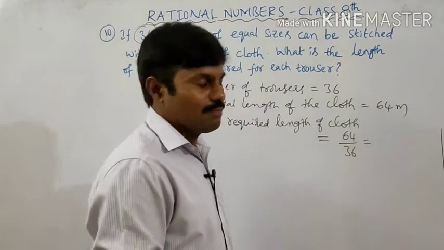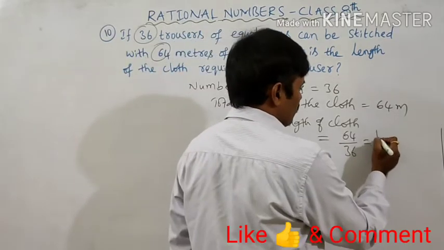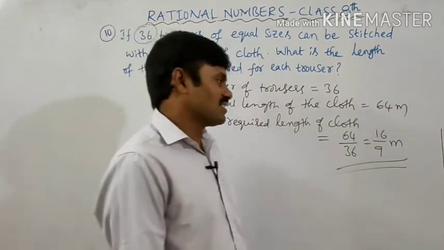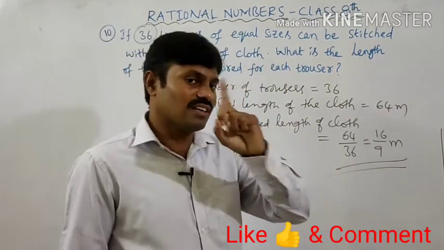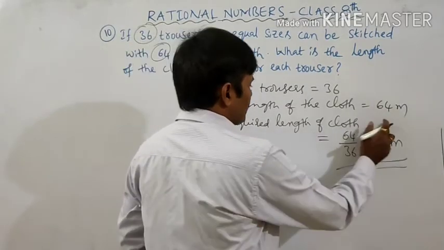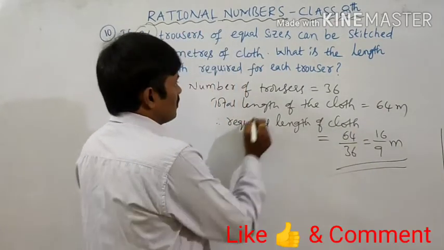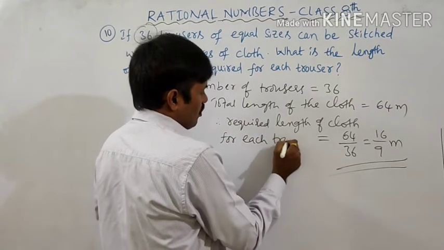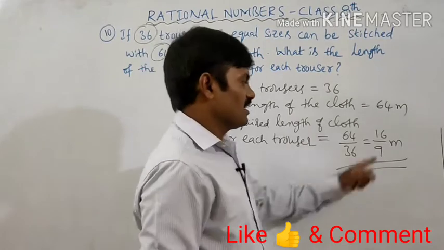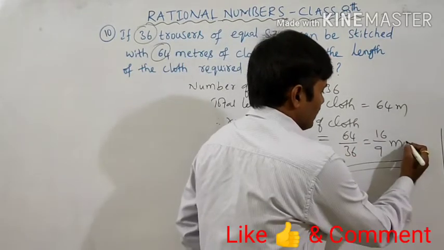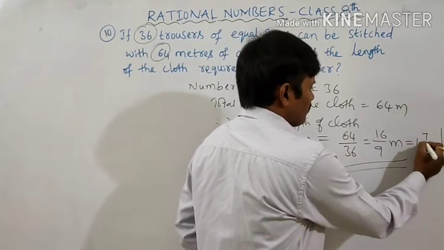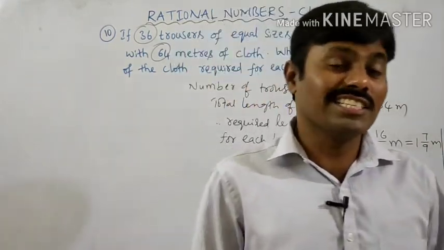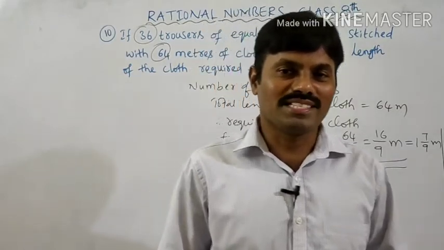The common table is a simple technique, that is the 4th table is common. 4 16s are 64, 4 9s are 36. So 16 by 9 meters of cloth is required to stitch one trouser. So the required length of the cloth for each trouser is 16 by 9 meters. We can write it in mixed fraction like this: 1 7 by 9 meters of cloth is required to stitch each trouser.